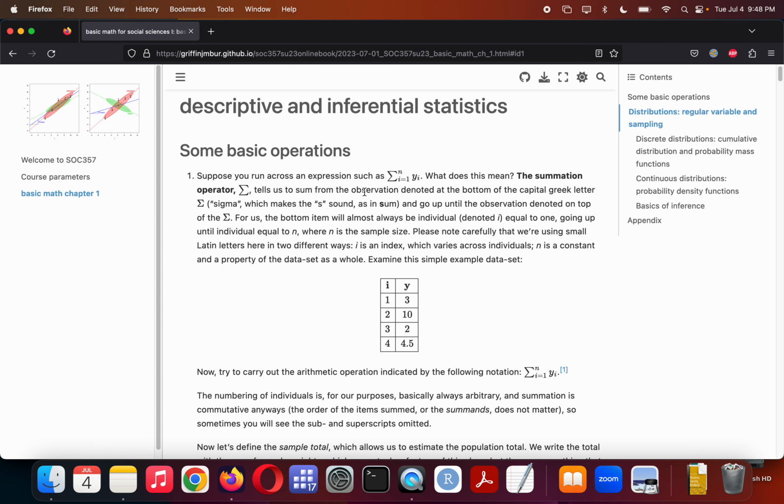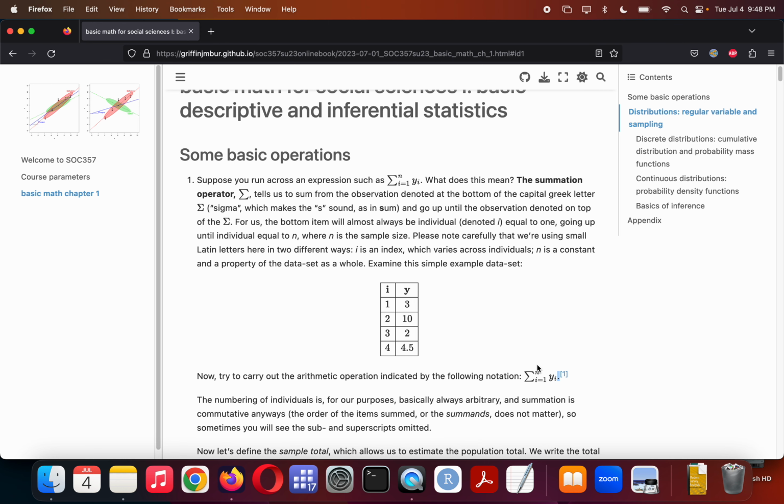Typically, the total in itself isn't that useful, but it allows us to get started with some tricky bits of business, and simultaneously, it also lets us see that sometimes it is useful to do even this very simple operation: just sum everyone up and see what you get. So let's imagine that we want to estimate the population total, maybe the population total income.